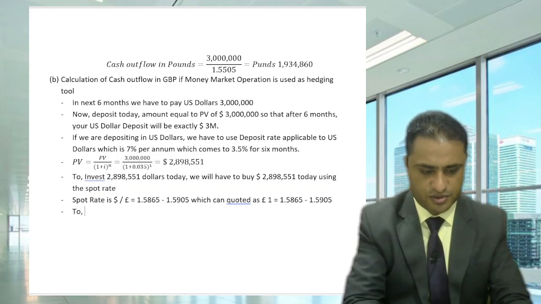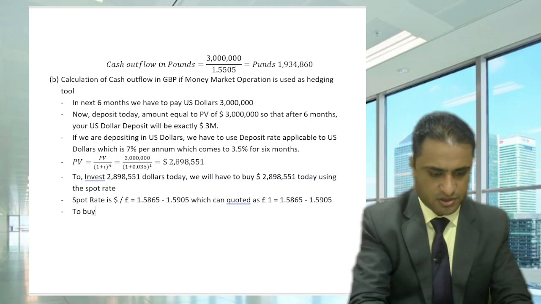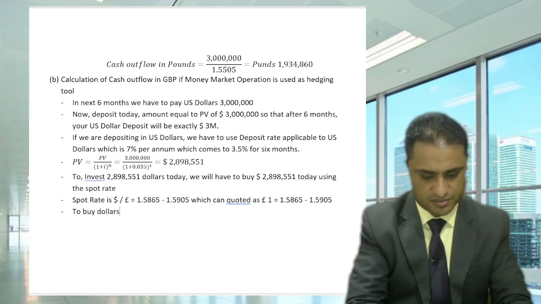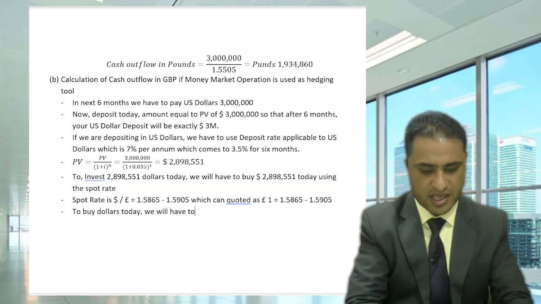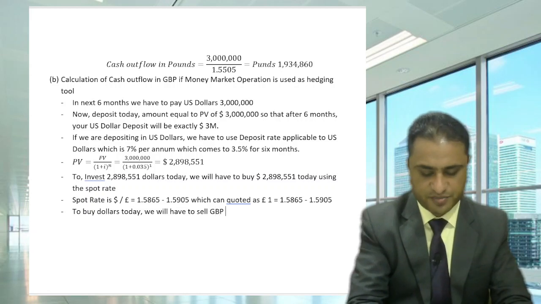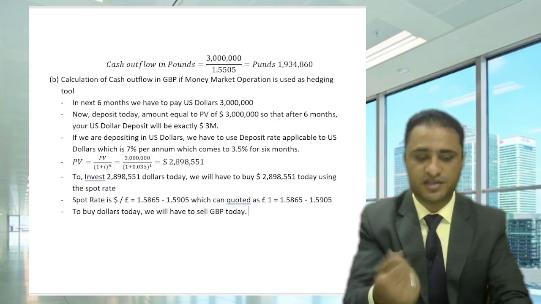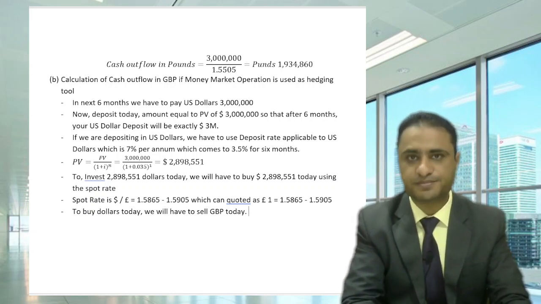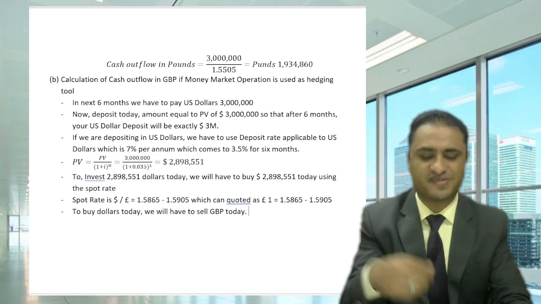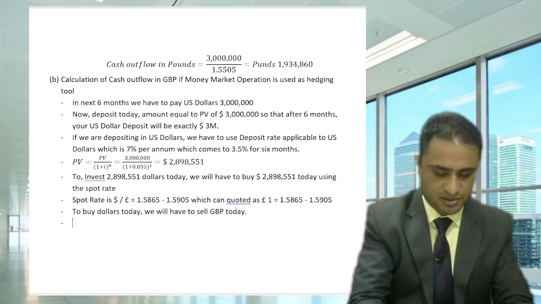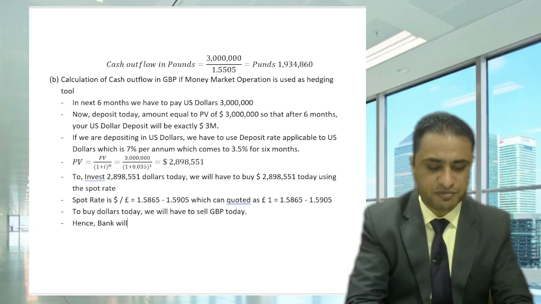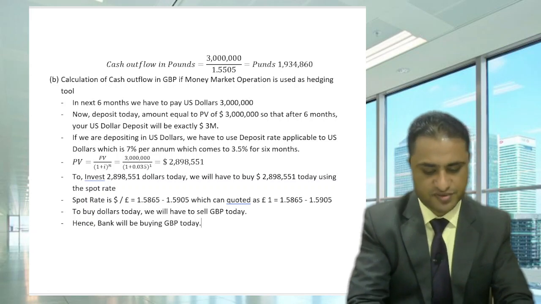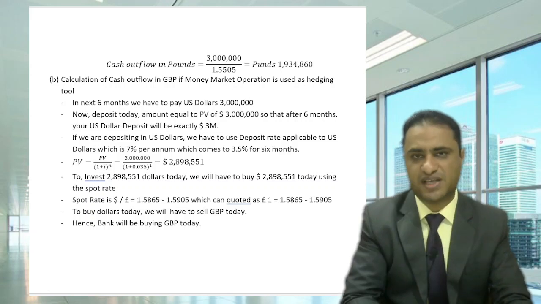Now let's do the things again. To buy dollars today, we will have to sell Great Britain pounds today. If we have to buy the dollars today, we will be giving the Great Britain pounds today to the bank. So, in other words, we will be selling Great Britain pounds. Hence, bank will be buying Great Britain pounds today. And now this quote is also for buying and selling the Great Britain pounds.